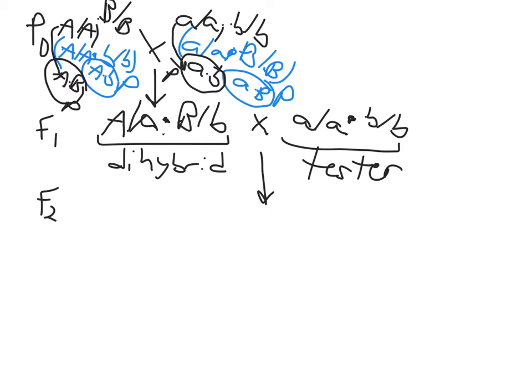So, F2s. We need to write out the genotypes that are possible for the F2s. All have lowercase a and lowercase b. So every one of them is going to have a slash lowercase a because that came from the tester. Right? The tester gametes are all little a with little b. So every single F2 is going to have a little a and a little b.